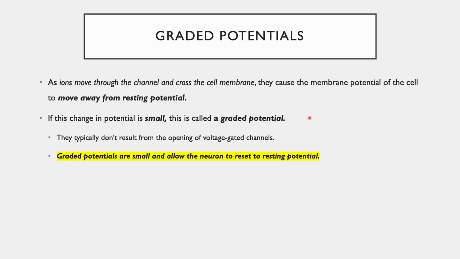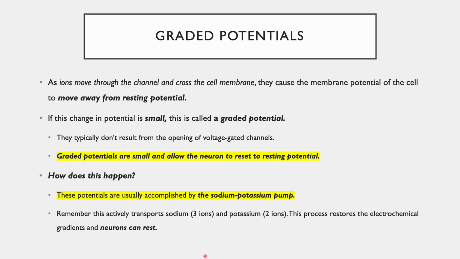If this is just a small change, it's called a graded potential. They typically don't result from the opening of voltage-gated channels. Graded potentials are very small and allow the neurons to reset. And a great example of this is the sodium-potassium pump. The sodium-potassium pump can actually regulate and accomplish these small graded potentials.